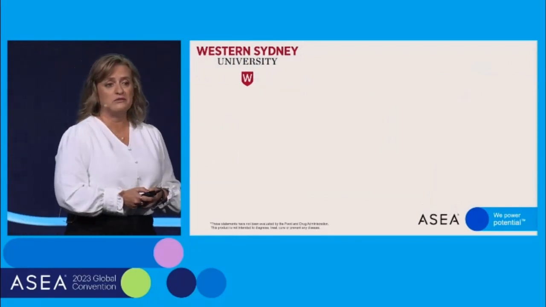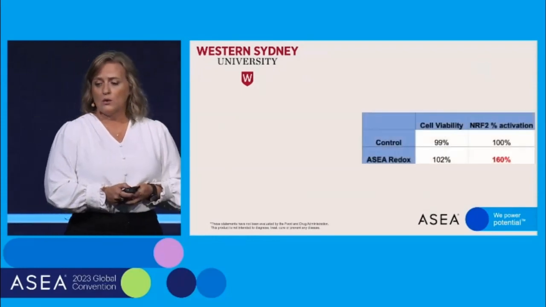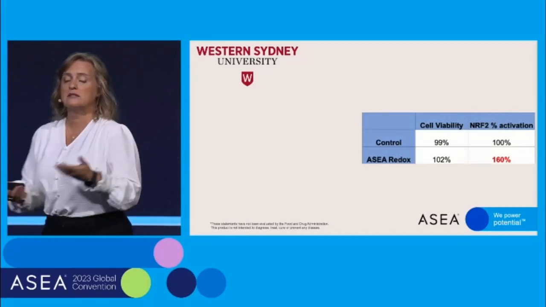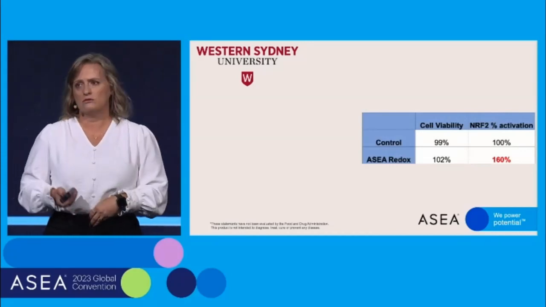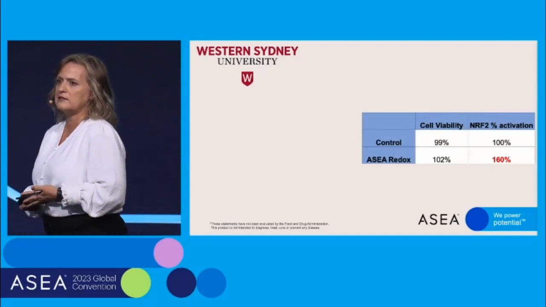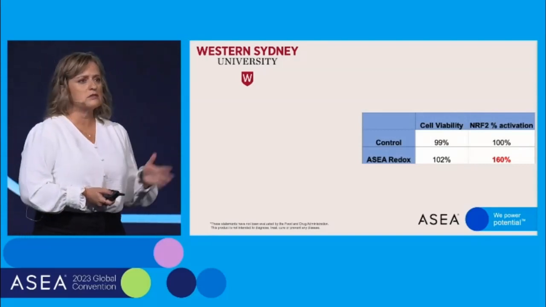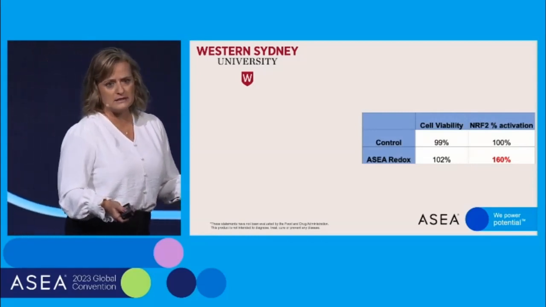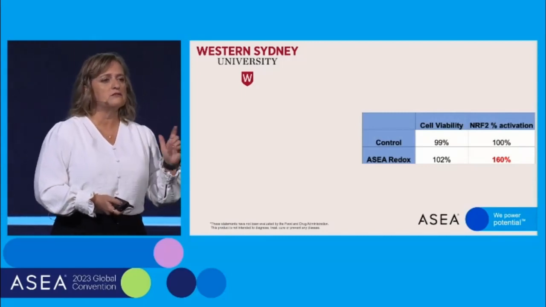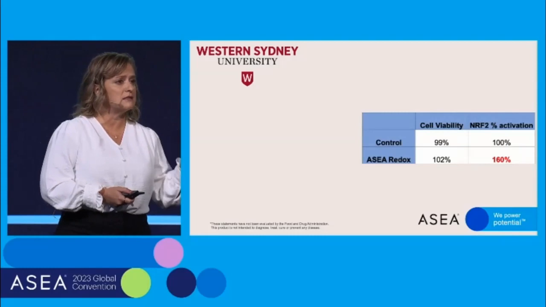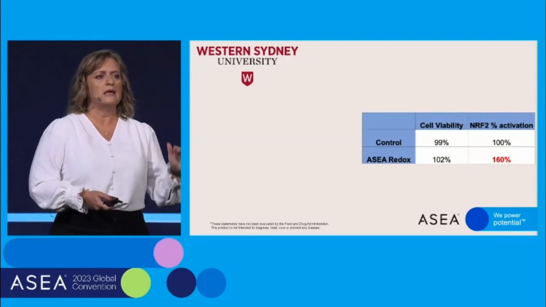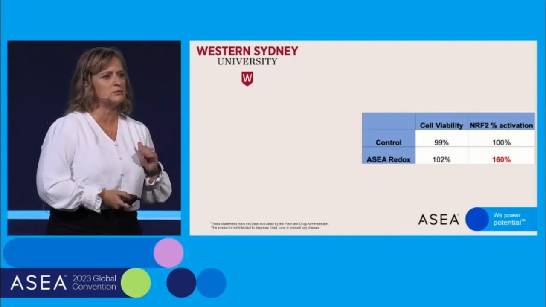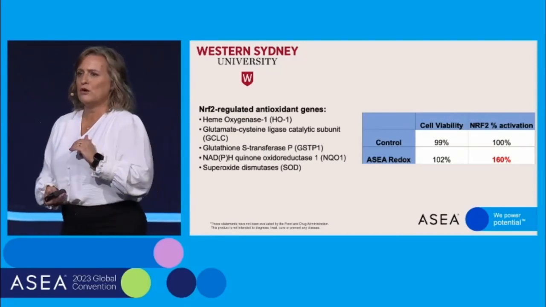Another study that we performed, now with ASEA Redox, was performed in Australia by Western Sydney University. It was also an in vitro study using cultured cells to study the effects of ASEA Redox on NRF2. Cells were again cultivated in the presence or not of ASEA Redox. This study is very important because it showed that ASEA Redox, the blue bottle, increased NRF2 activation by about 160%. So what does that mean?